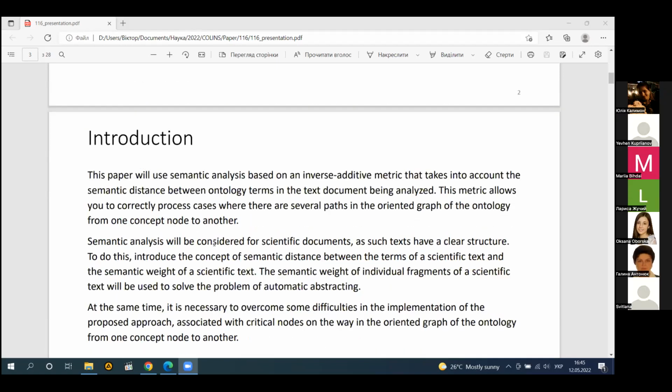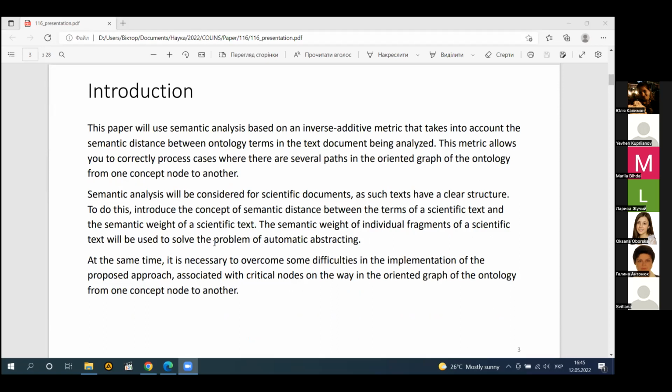This paper will use semantic analysis based on inverse-additive metrics that take into account the semantic distance between ontology terms in the text document being analyzed. Semantic analysis will be considered for scientific documents as such texts have a clear structure. To do this, we introduce the concept of semantic distance between the terms of scientific text and the semantic weight of scientific text. The semantic weight of an individual fragment of scientific text will be used to solve the problem of automatic abstracting.